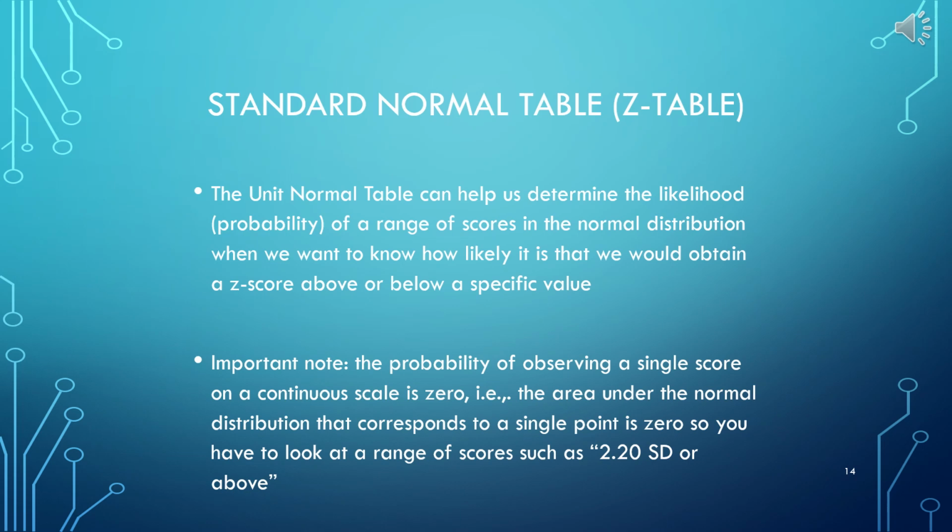There's something called a standard normal table, or sometimes a z-table, or I've even seen it called a unit normal table. Usually it'll have the word normal or z somewhere in there. What it does is allow you to look up different standard deviation scores and see what percentage of the curve, what area of the curve, and therefore what probability you would have of obtaining that score or higher, or that score or lower.